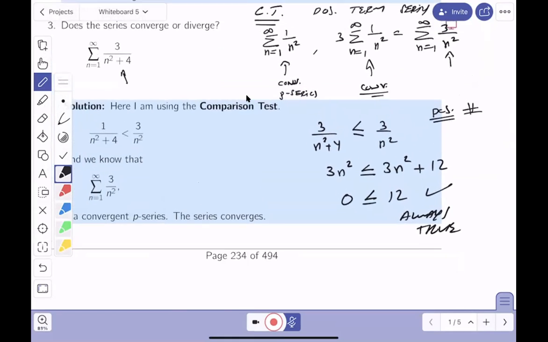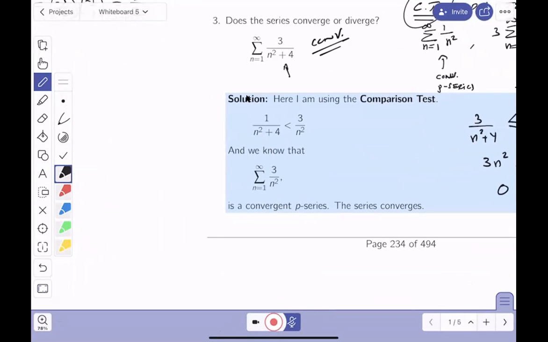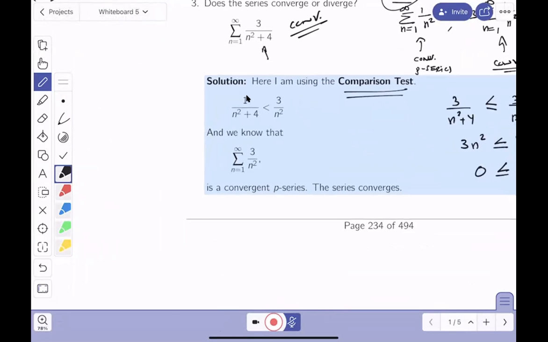All right. So what we conclude, this converges. And what do we use? Comparison test. Let's look what I did over here. I wrote that down, indicating the comparison we're using. Convergent p-series converges. All right. Let's go to the next one.